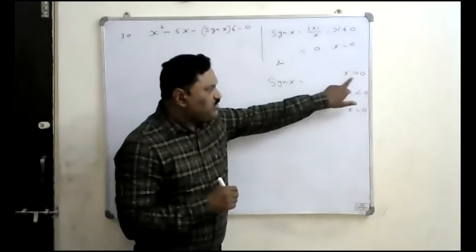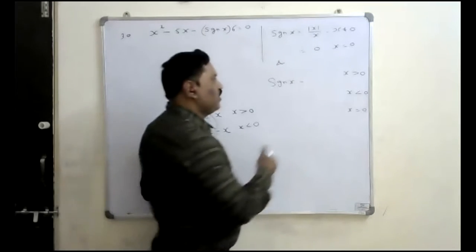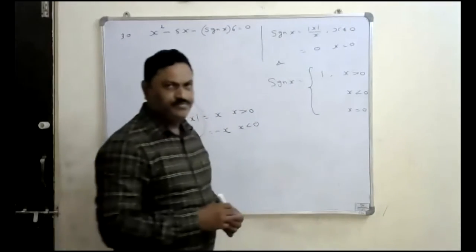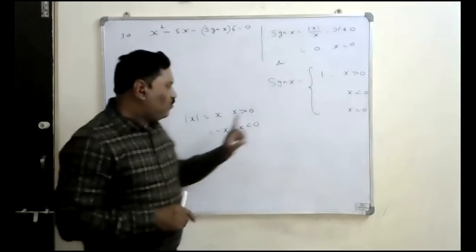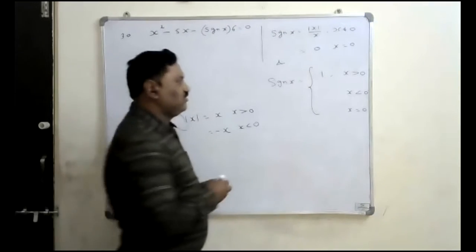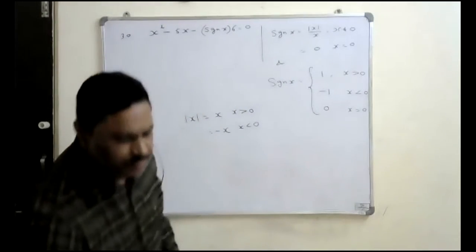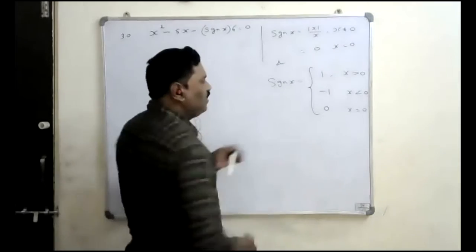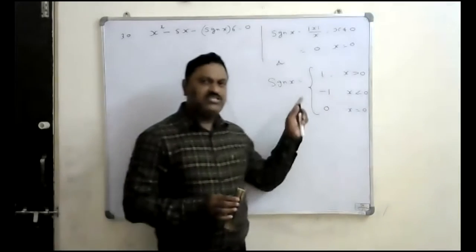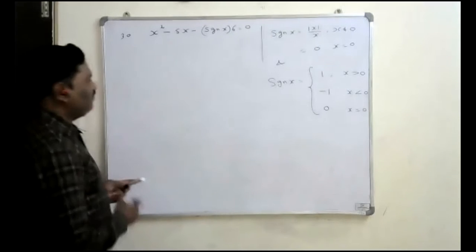So here when x is positive, mod x by x, where mod x is equal to x, x by x is 1. So this value is equal to 1 when x is positive. When x is negative, mod x is equal to minus x, so minus x upon x is minus 1. And when x is 0, it is 0. So this is the definition of the signature function. When x is positive, the value of the signature of x is 1. When x is negative, that value is minus 1. When x is 0, that value is 0. So we will take the different cases.